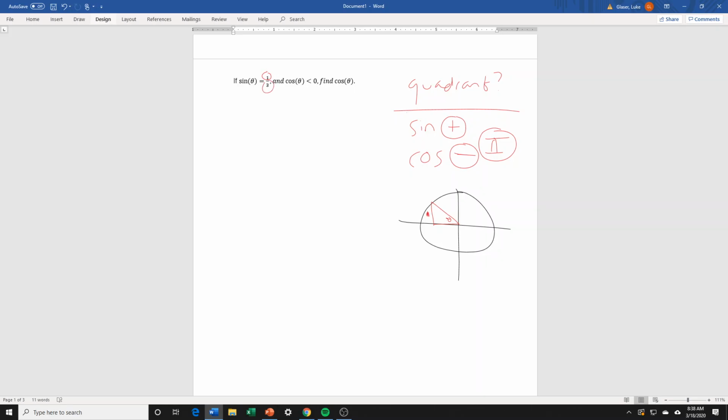And the hypotenuse is going to be 3. Now, wait a minute, you might be saying. I thought that the radius, or the lines extending from the origin to the circle, are always 1 on a unit circle. And that's true.